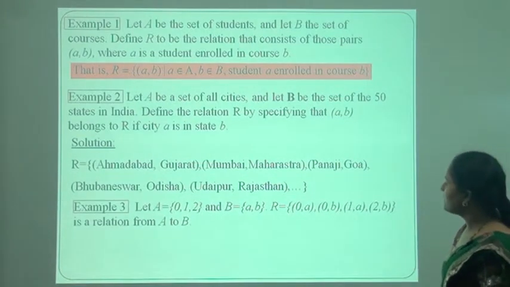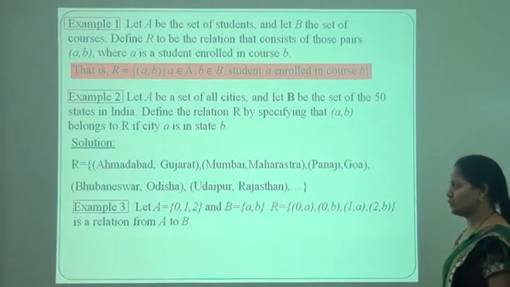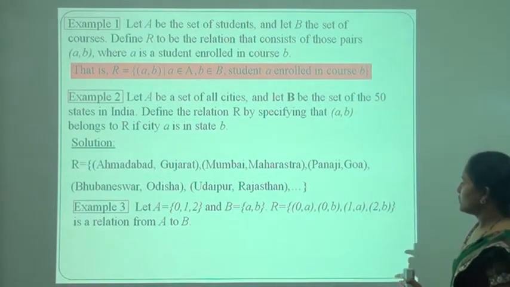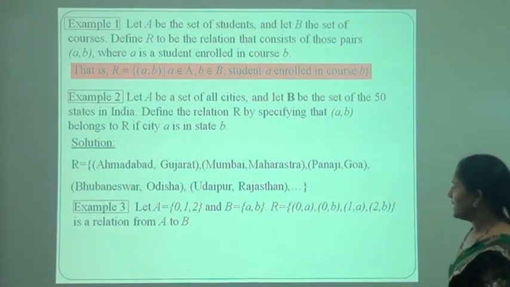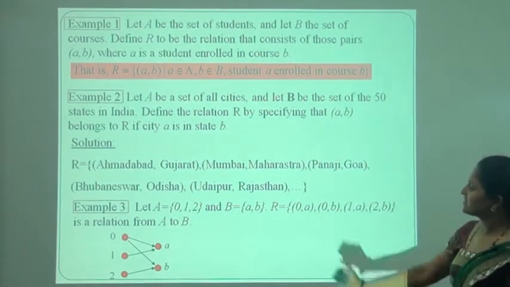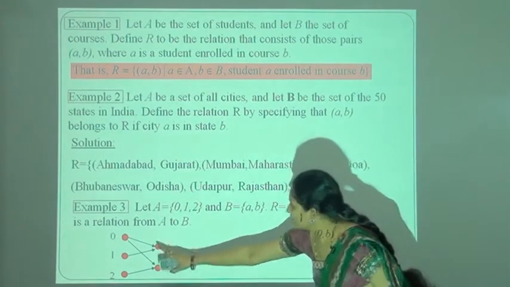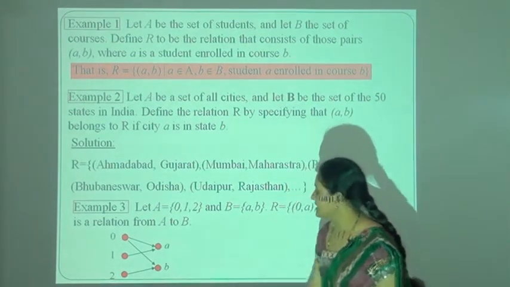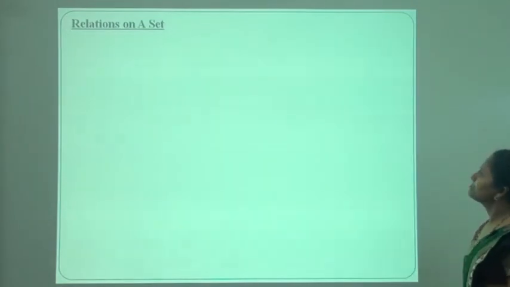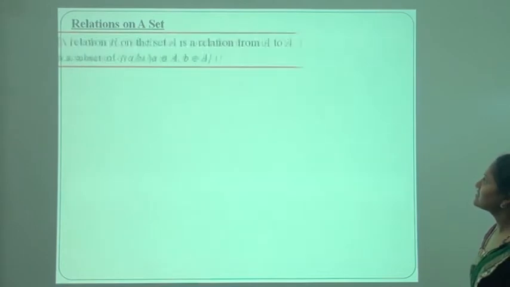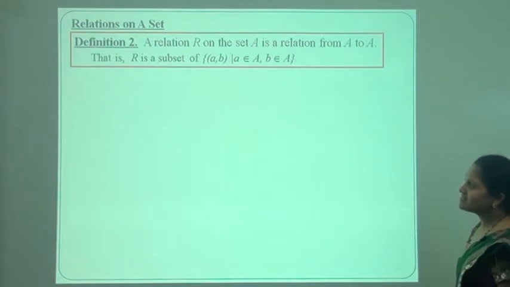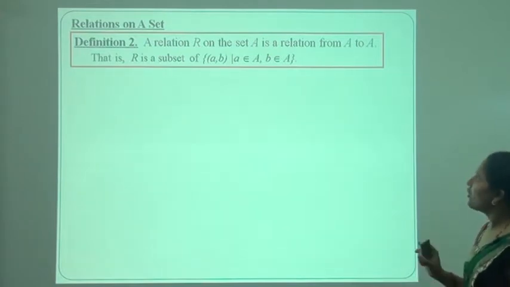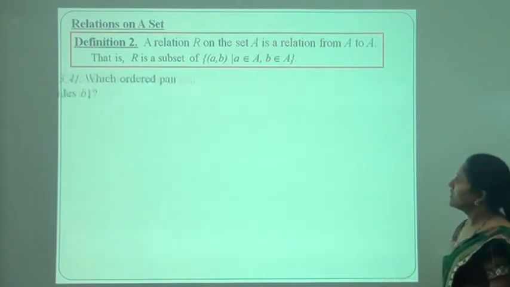Example 3: let A equal {0, 1, 2} and B equal {a, b}. Let R be a relation, that is {(0,a), (0,b), (1,a), (2,b)}, a relation from A to B. This is the graph: 0 is related to a and b, 1 is related to a, and 2 is related to b. Now, what is a relation on a set? A relation R on a set A is a relation from A to A, that is, R is a subset of A cross A.